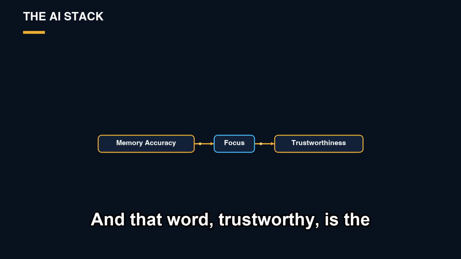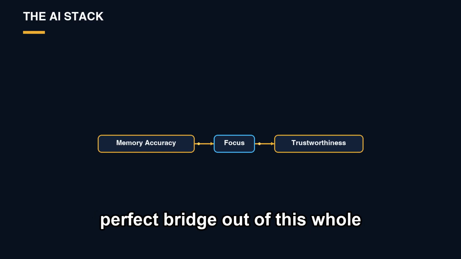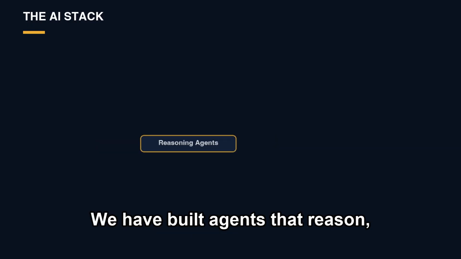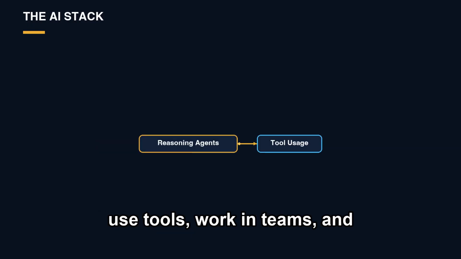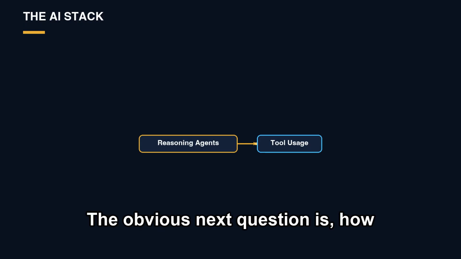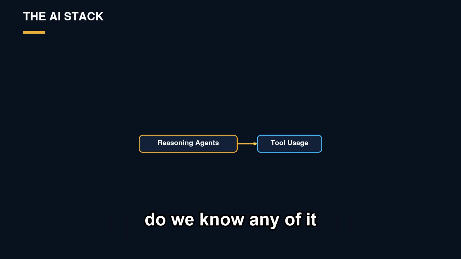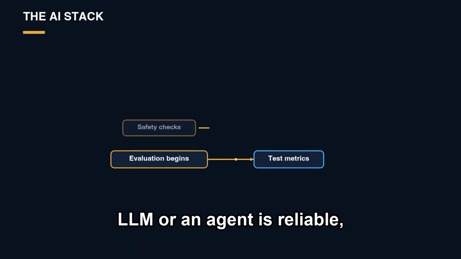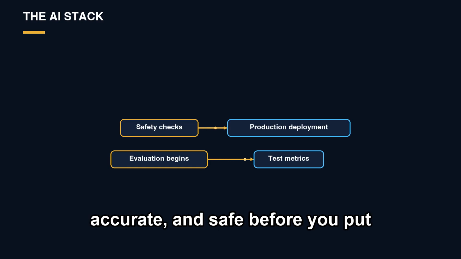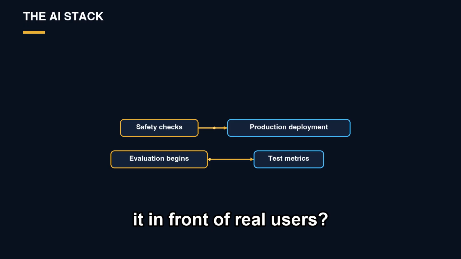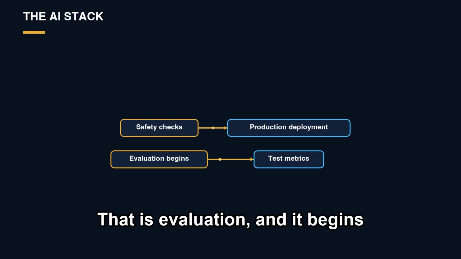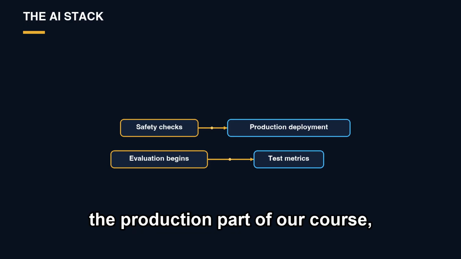And that word, trustworthy, is the perfect bridge out of this whole part of the course. We have built agents that reason, use tools, work in teams, and remember. The obvious next question is, how do we know any of it is actually any good? How do you measure whether an LLM or an agent is reliable, accurate, and safe before you put it in front of real users? That is evaluation, and it begins the production part of our course next.